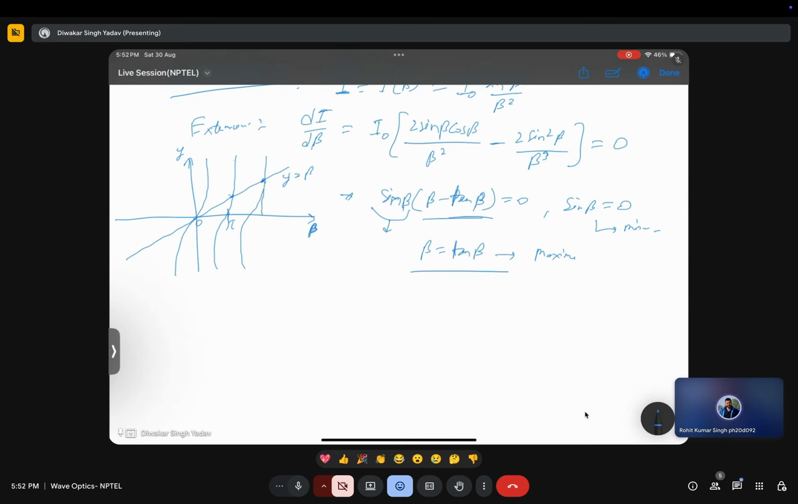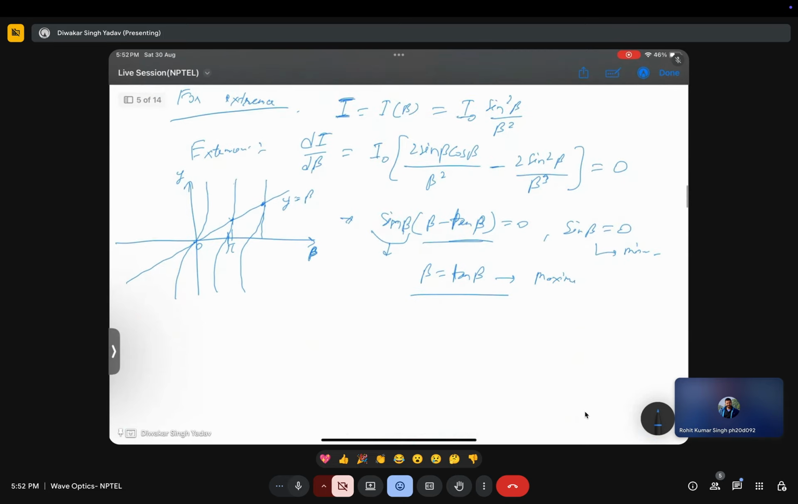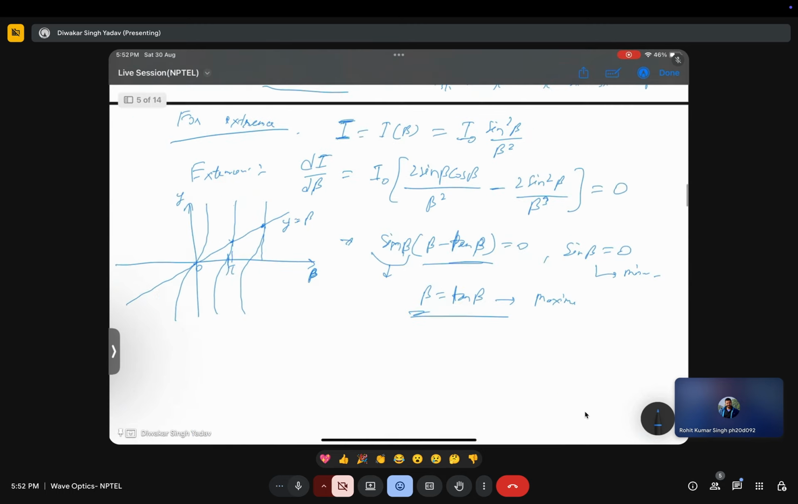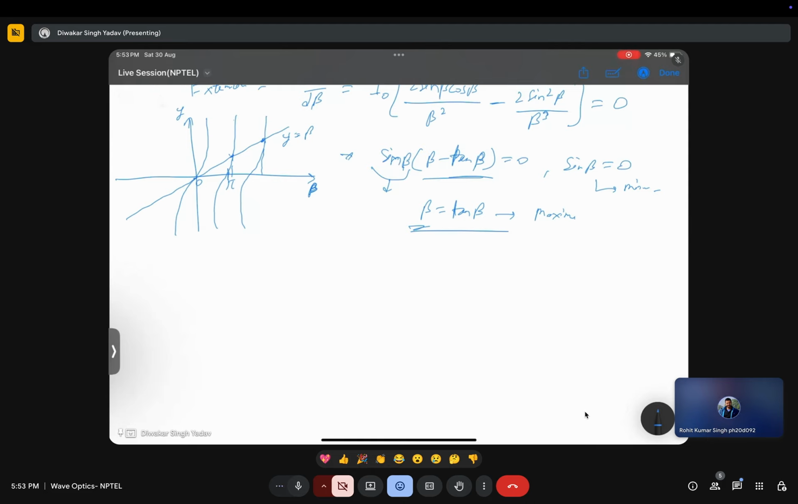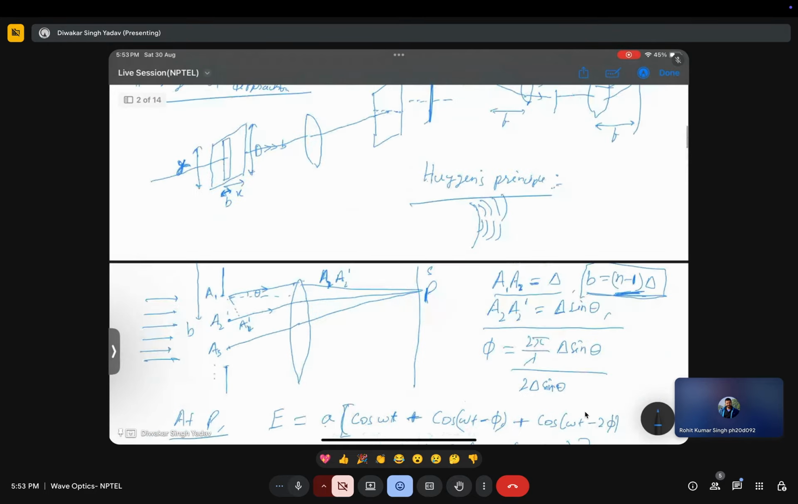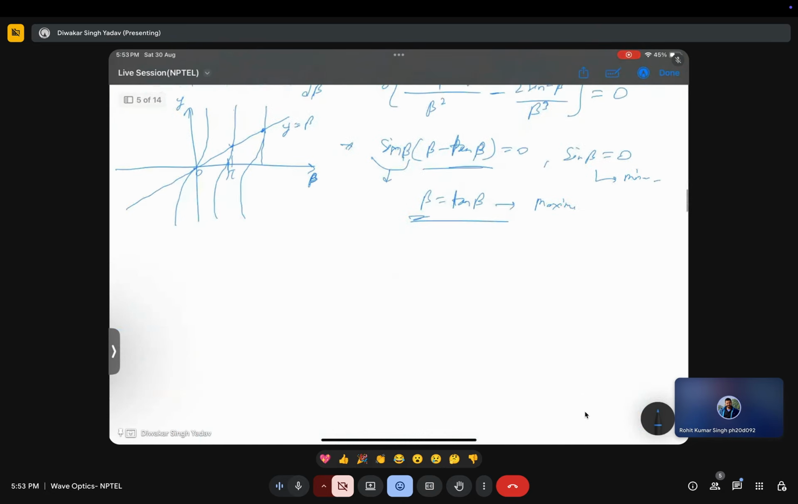Okay, so you can find the angle of maxima. You can solve for beta, and those points will correspond to maxima. Okay, so just to recap this, is that fine? So that's all for the diffraction. I think I went too long with this.